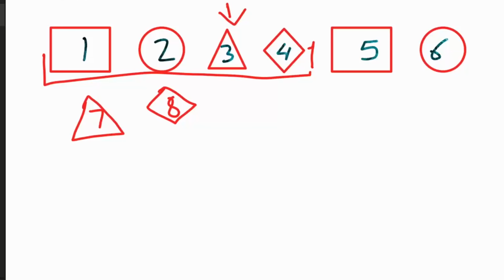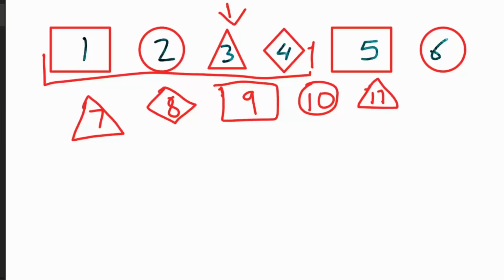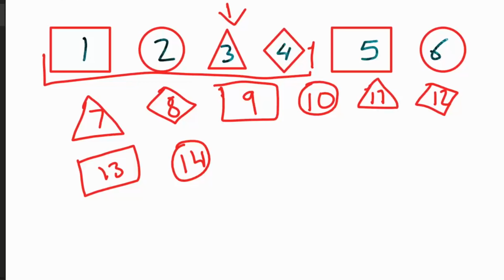The 9th shape would be a rectangle again. The 10th shape would be a circle. Our 11th shape would be a triangle. Our 12th shape would be a diamond. The 13th shape would be a rectangle. The 14th shape would be a circle. The 15th shape would be a triangle.